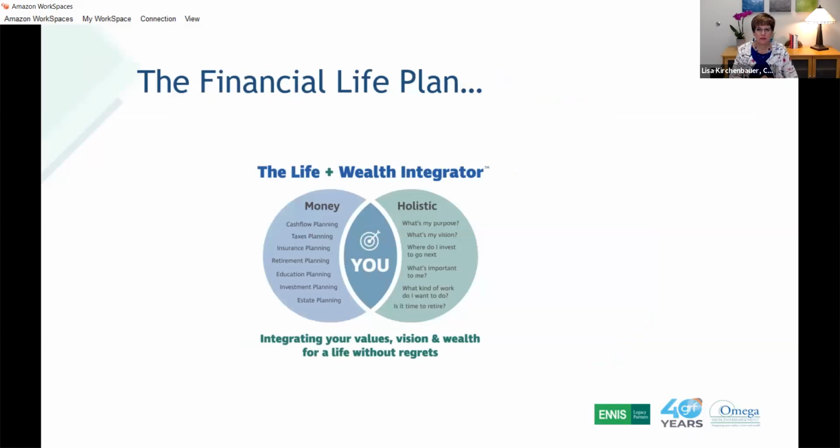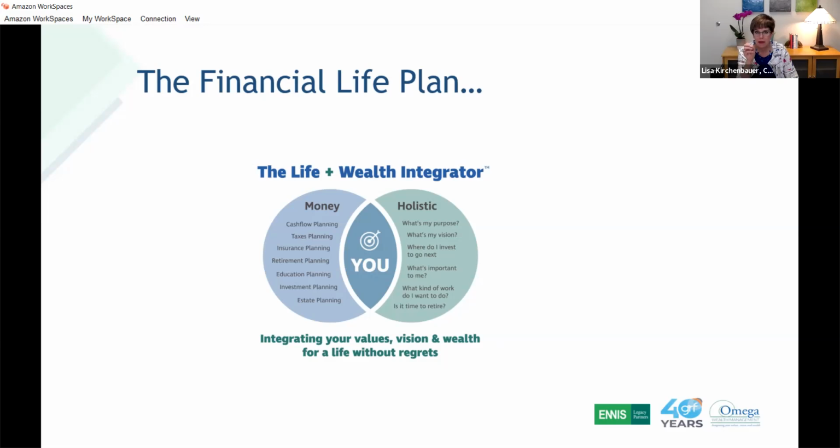So, I'm sorry, this is a little small, but you'll get the idea. And I'm actually going to read what's on each side. The way we see it is that the financial life plan has 2 sides to it. It has the traditional financial planning side that we're all used to, which is, and I'm going to talk briefly about each of these areas, or most of them except for education: cash flow planning, tax planning, insurance planning, retirement planning, education fits in there depending on how old you are, how old your kids are, investment planning, and estate planning. And so there's a lot of different facets.